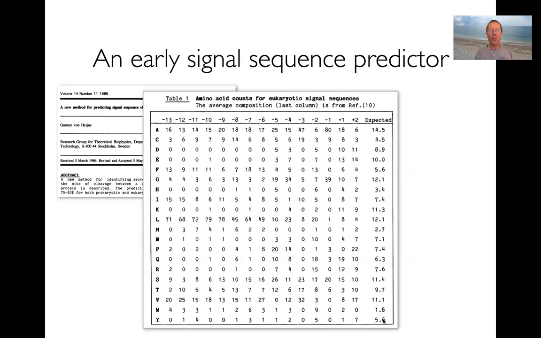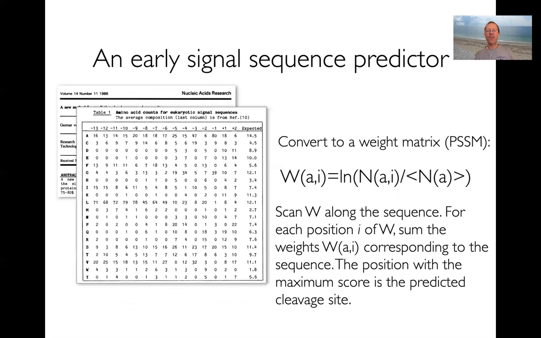And so this was just as we did with the PSSMs. This was first normalized by dividing the raw counts with the expected counts, and then taking the logarithm of that quotient to get what's essentially a PSSM for signal peptides. Now you can just take this matrix and scan it across the sequence, and for each position you calculate the score from the matrix, and then you take the highest scoring position and say, well, how high is the score?